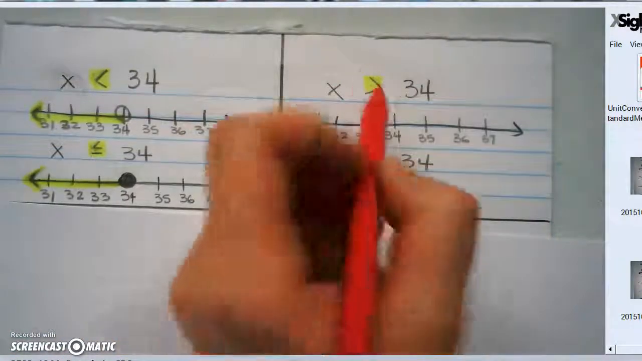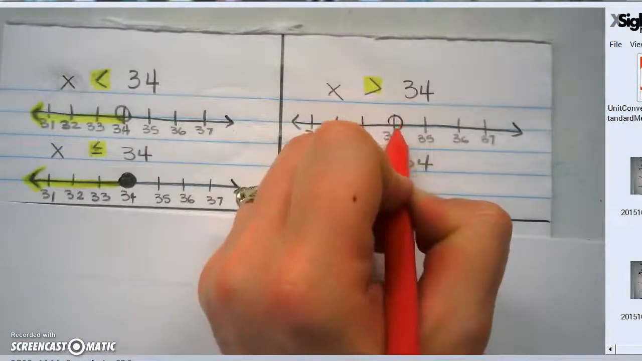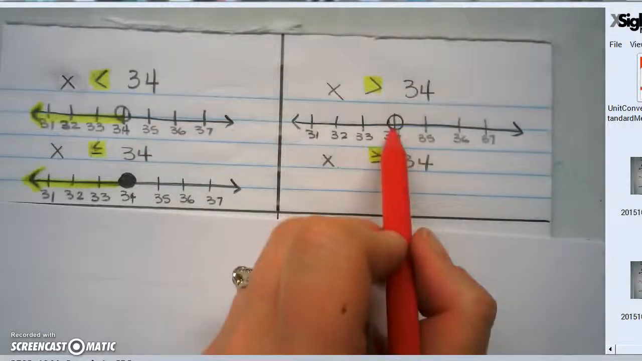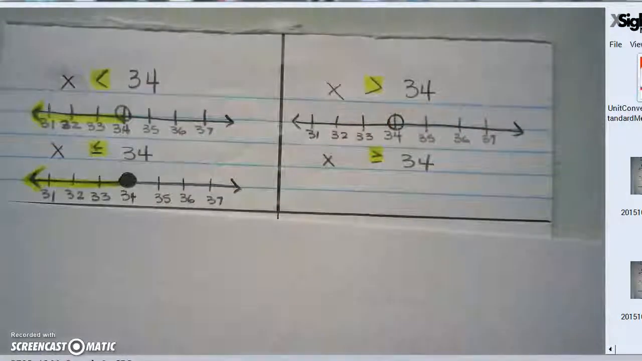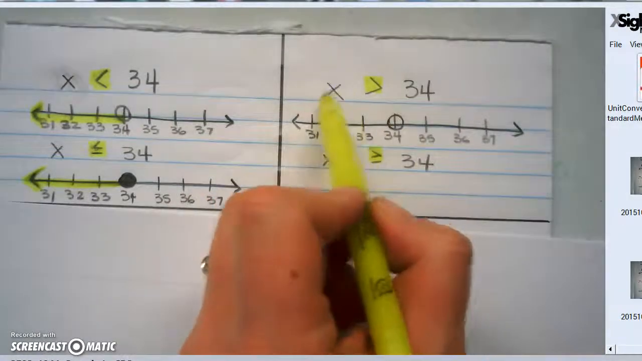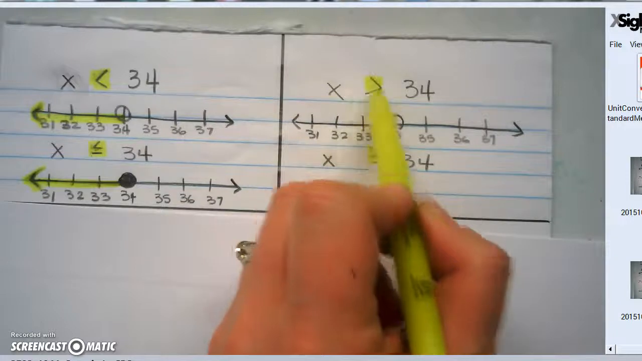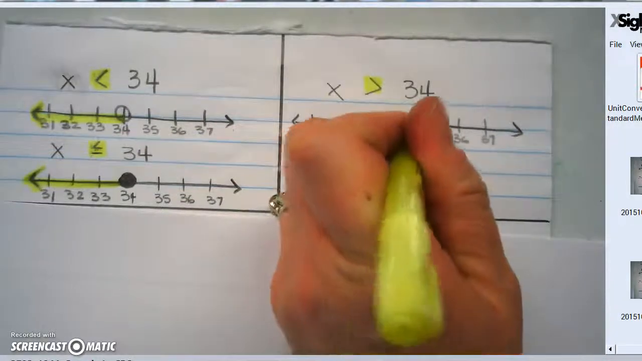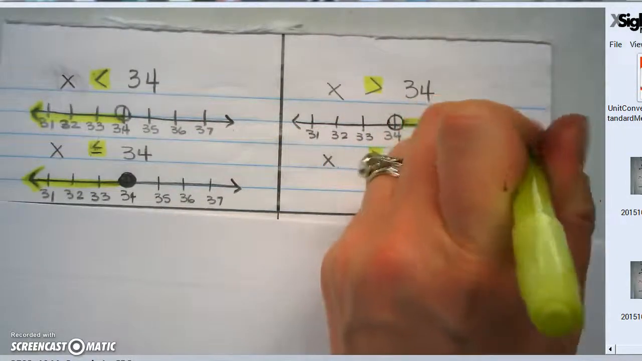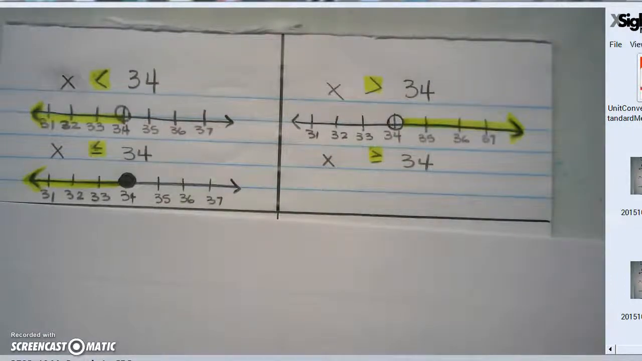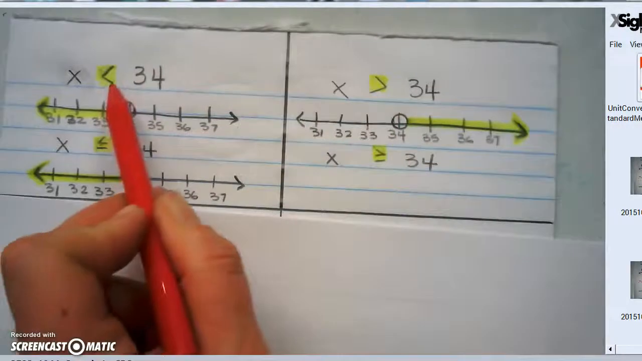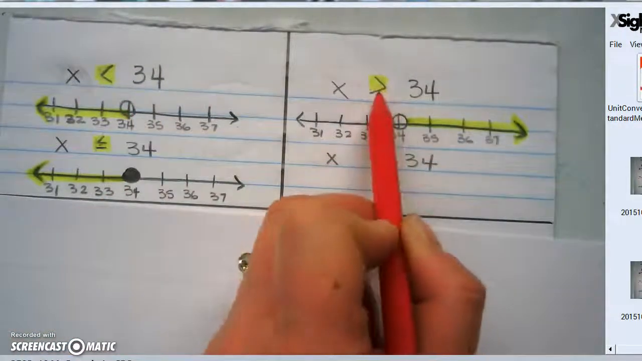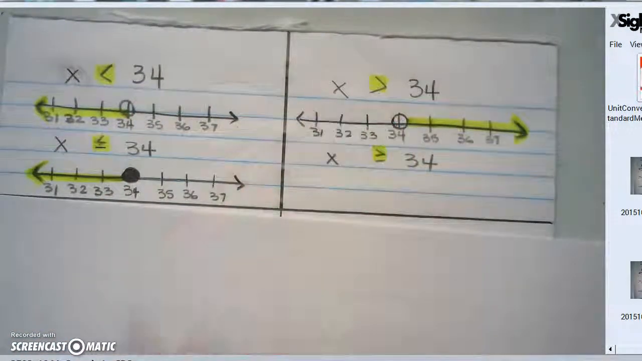Now, if you're going to show x being greater than 34, we're going to circle 34, but we're going to leave that circle open. Here we're graphing the inequality of any number, that x can be any number that is greater than 34. So we're going to darken that number line going to the right. And again, it's very important that when something is less than, the circle is open, or greater than, that circle is open.